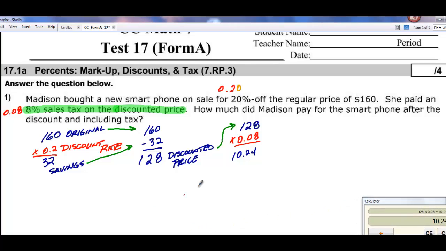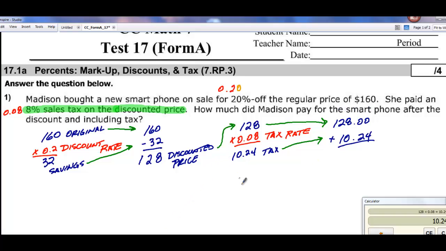All right, let's label again. Now on the test, you don't have to label to get credit, but it sure helps organize your work sometimes. So this is the tax rate. This is the tax itself. And so our last step, we're going to bring over the discounted price. I'm going to put that with some decimals this time, because we're going to bring up the tax, and we're going to add it. And since it has decimals in it, we're going to put decimals in the 128. So we have the $128.